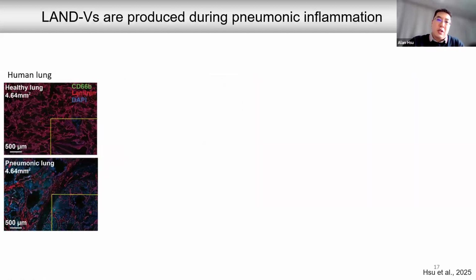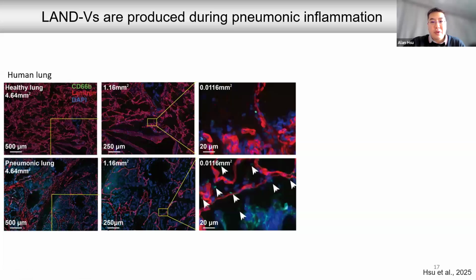So moving on, can we actually see LAND-Vs during inflammation? Or does this actually happen? So these are human samples. We got donors from human lungs, healthy and pneumonic. And then we stained and quantified, so you can see the green is CD66b, which is a neutrophil marker. And I'm just enlarging for you. You can see that in the healthy lung, you have a little bit, just maybe one out of the whole field. However, in the pneumonic lung, you have many of these DAPI negative, but CD66 positive.